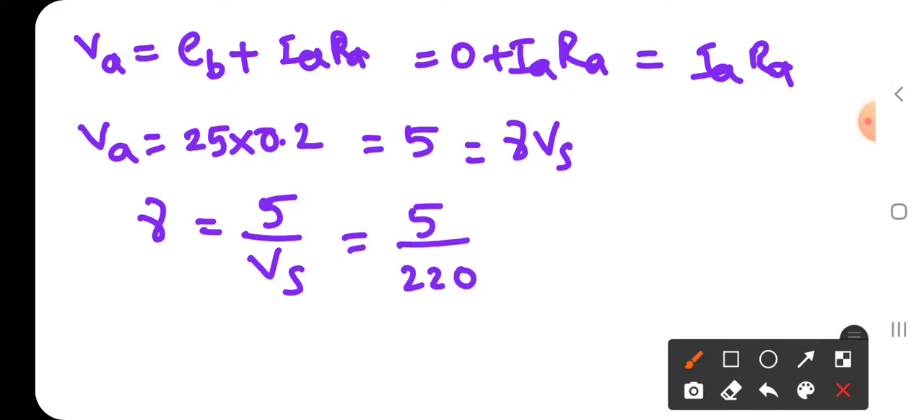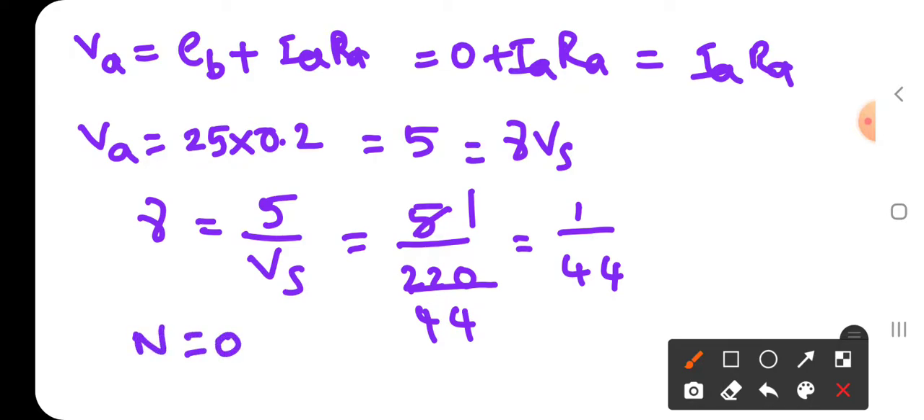So, hence it is 5 by 220. How much is this value? 5 ones are 5, 5 fours are 20. So, therefore, it is 1 by 44. Yes, when speed is equal to 0, then gamma is equal to 1 by 44. These two we can assume as minimum and minimum.